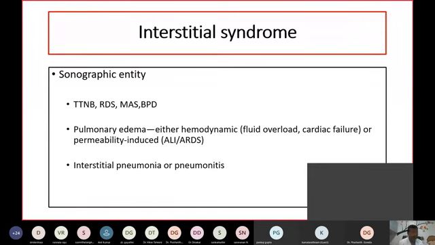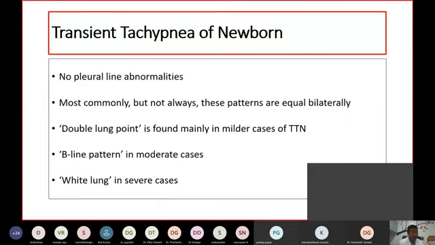Now coming to the first common pathological condition or first common cause of distress is a transient tachypnea. So how we are going to make it on lung ultrasound? So first and foremost, most important thing in transient tachypnea, there won't be any pleural line abnormality. Your pleura will be very thin and normal. Most of the times the findings will be bilateral, but it's not compulsory. At times one lung may not be affected, one lung may be affected.